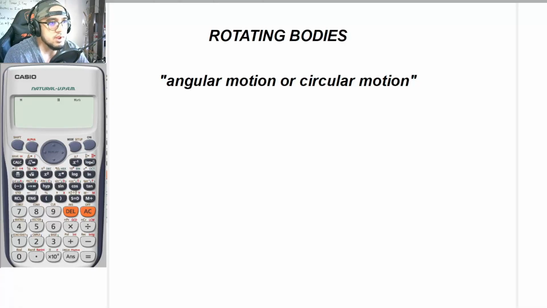Hello and good day again everybody, welcome again to Engineering Physics, and for today's video we would now be discussing rotating bodies. So in rotating bodies, what does rotation mean? When we say rotation, it is basically the movement in a circle about a fixed point.